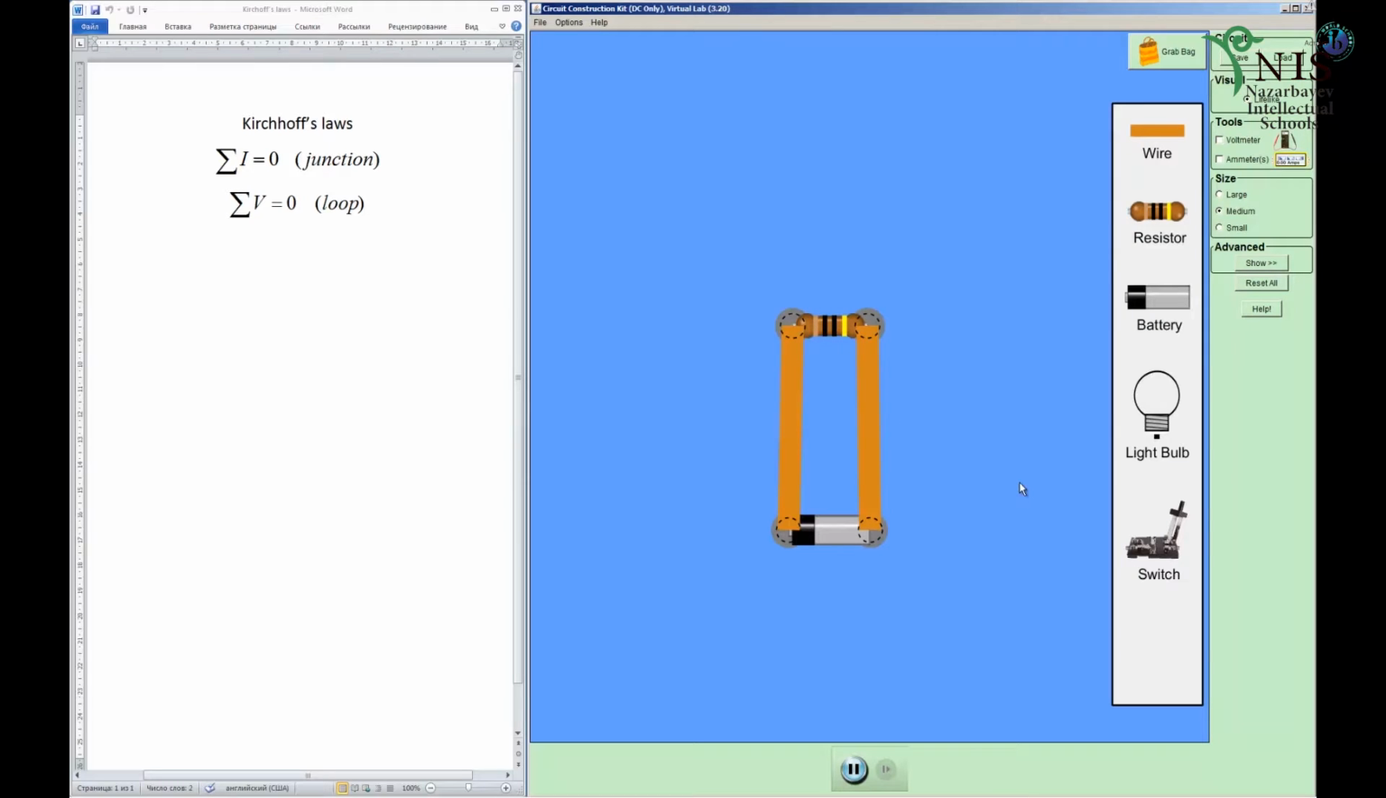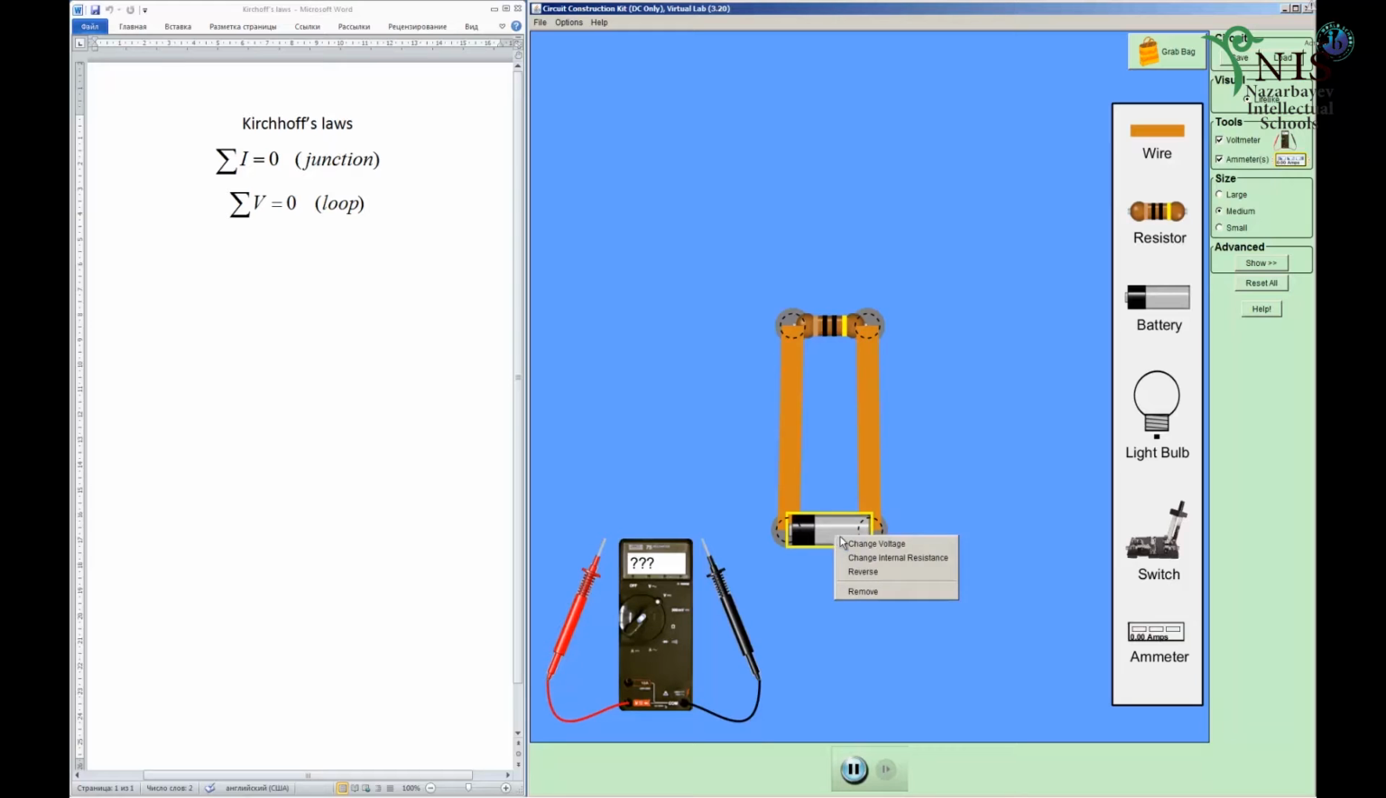Just focus on current, because using a meter we can measure current, or voltage using a voltmeter. We can also see what the voltage of the battery is and what the resistance of the resistor is. For example, this is 10 ohms. So let's have a junction to demonstrate Kirchhoff's first law. I need to create a junction, so at least 3 wires connecting to a point.